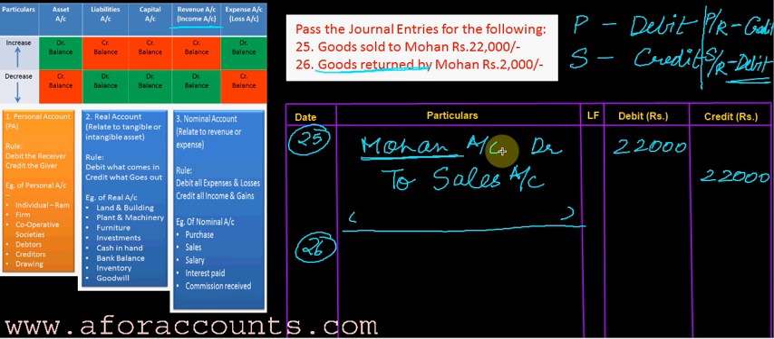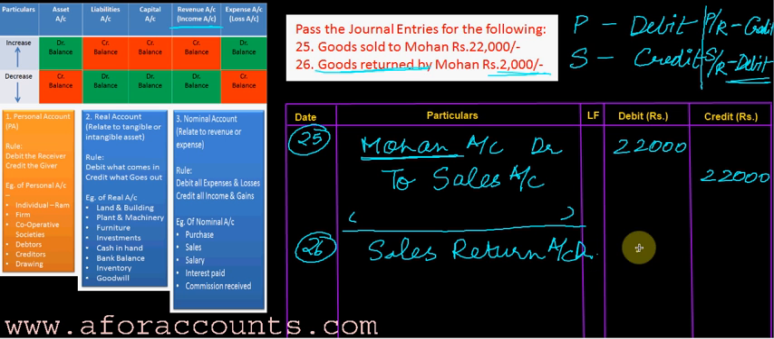Simply saying that Mohan, from whom I had to receive 22,000, since he has returned the goods of 2,000, now only I have to receive from him 22,000 minus 2,000, 20,000, giving effect of the 2,000 goods return. I have learnt that sales return has always to be debited. So debit the sales return account. Sales return account debited by rupees 2,000.